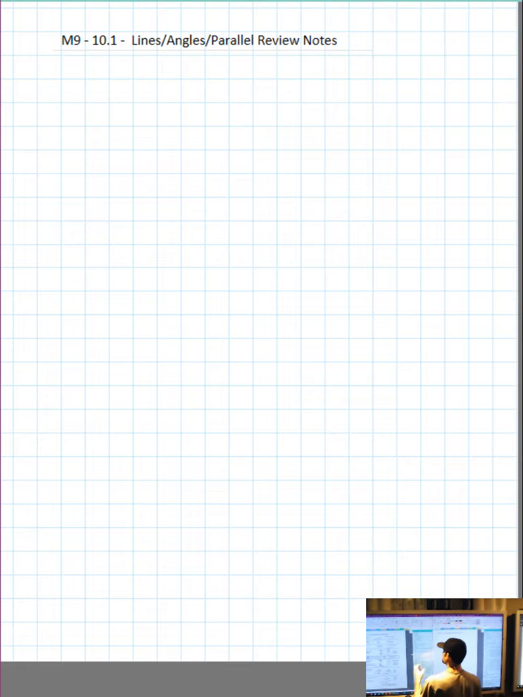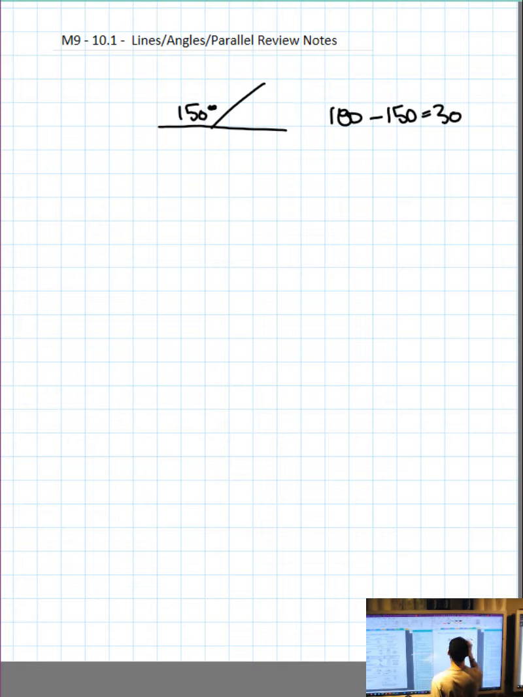Okay, so let's take a look at the different rules. Let's start off with drawing a line segment and drawing a ray. If this angle is 150 degrees, I know that angles on a line add to 180. Angles on a line sum to 180. It's the rule supplementary. So if I know that these add to 180, I can just do 180 minus 150 equals 30 degrees. Supplementary angles, angles on a line add to 180 degrees.